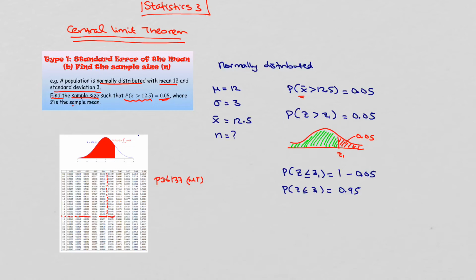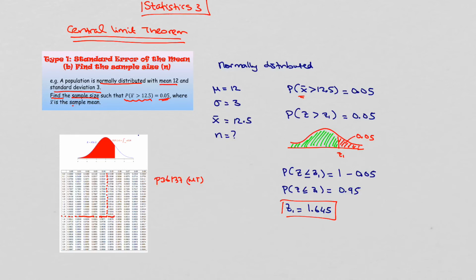So in other words, if I go across there, I'm going to get z1 must be 1.645. Okay, so if it's exactly halfway between, we have to go halfway. If it's closer to one or the other, we go with the closest one. But in this case, it's 1.645. Okay, so that's my unknown.